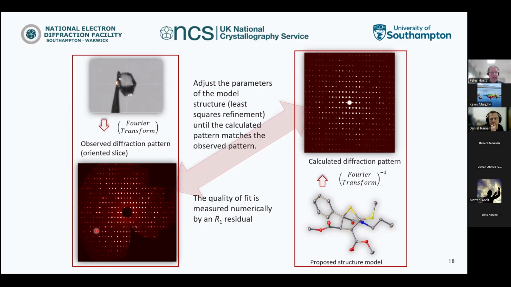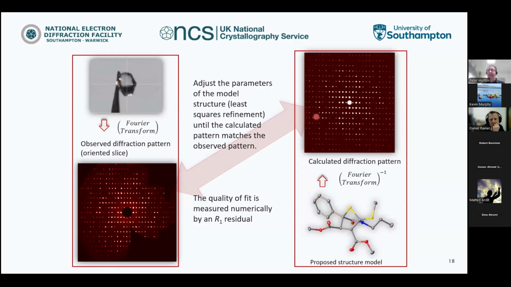How well it fits the actual measured pattern is another matter, but you can always propose a model and generate a pattern. What we want, of course, is for these to be as similar as possible, and there are least squares refinements that see how well they fit. But it is always an iterative process. It's not a one step, here's the pattern, here's the result.